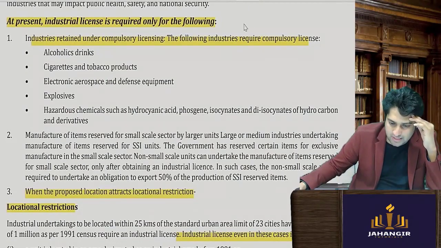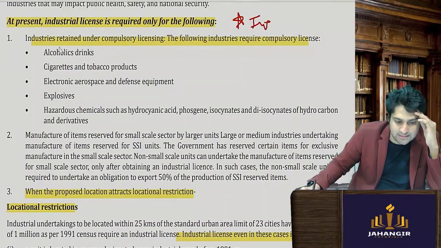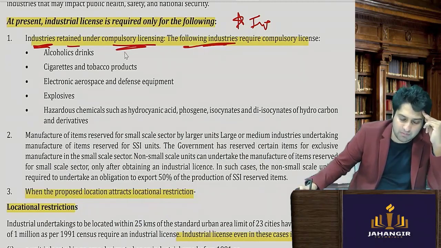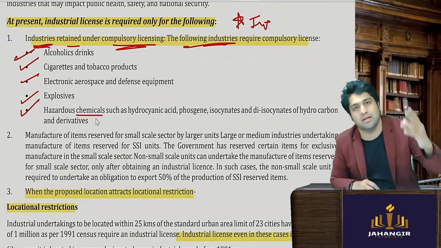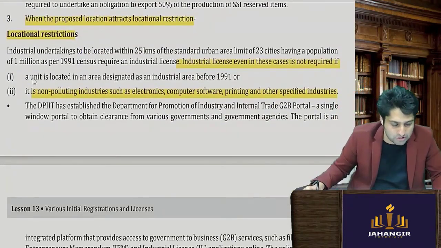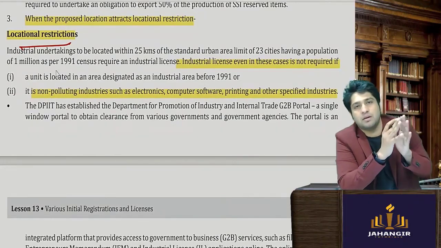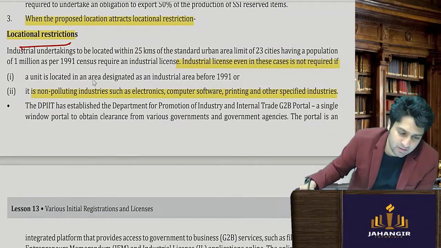Now currently they can ask you this in the exam. This is important. Industries retained for compulsory licensing. The following industries require compulsory license: alcohol, cigarettes, explosives, aerospace or defense equipment, and hazardous chemicals only require industrial license. Okay, they will see the location. It shouldn't be a normal pollution. This check will be done.